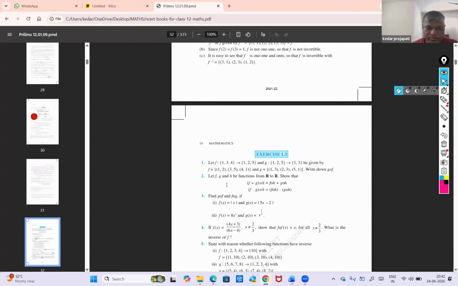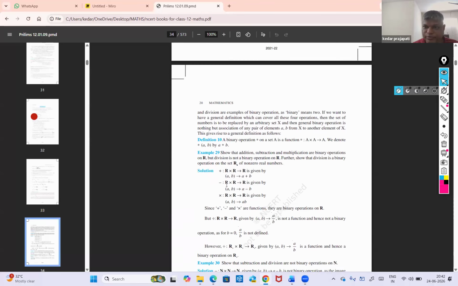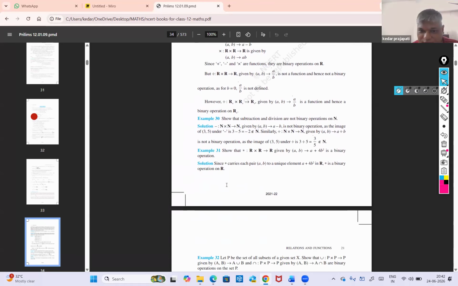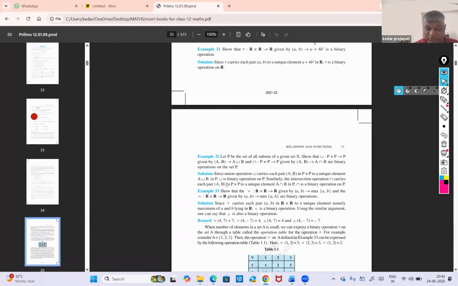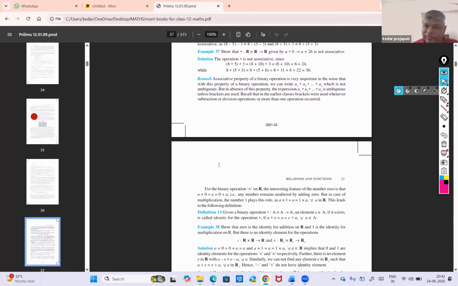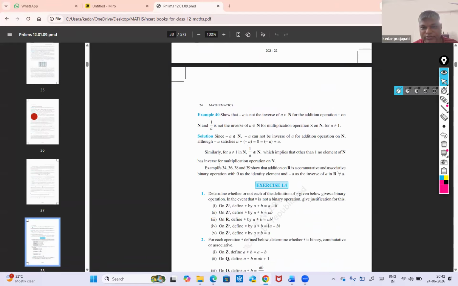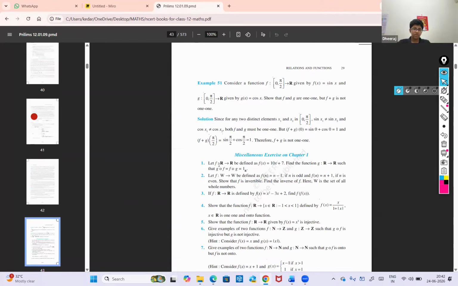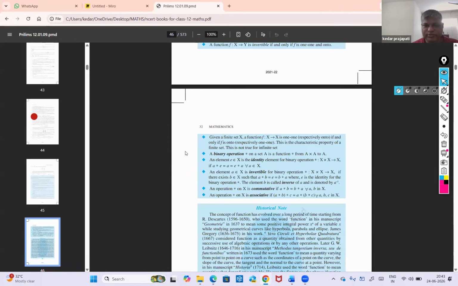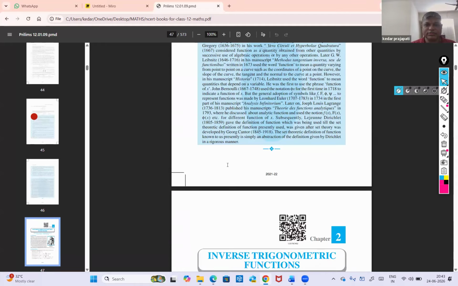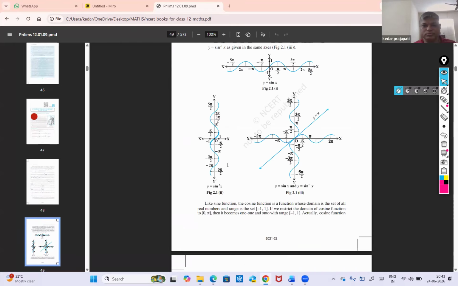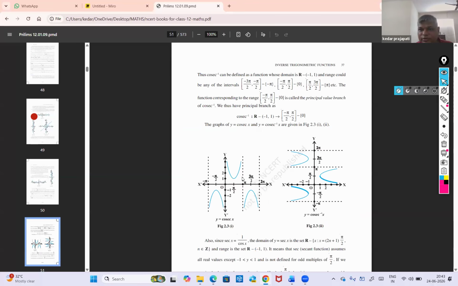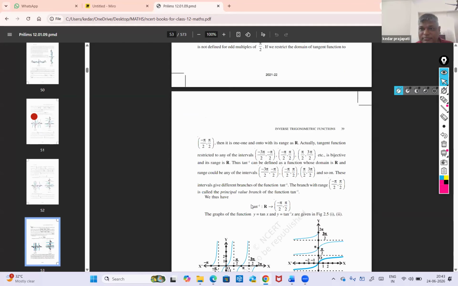NCERT is a very good book. You have to solve each and every question. Sometimes the same question comes, or similar pattern questions come. If you solve NCERT, you will get a lot of confidence. It will help in your JEE as well. I'll try to cover as much as possible from our side. All these graphs and all are coming in the exam.